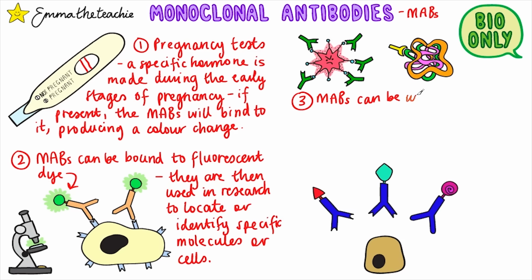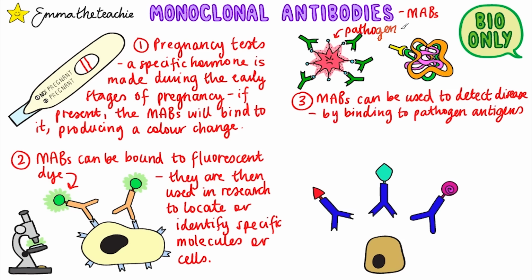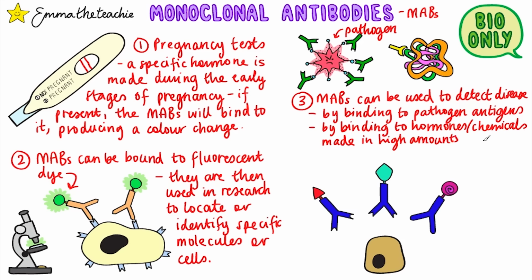Monoclonal antibodies can also be used to detect diseases. This can be done by binding to the pathogen's antigens, like this. They can also bind to other chemicals or hormones in the blood that are only produced in high levels if a person has a disease.